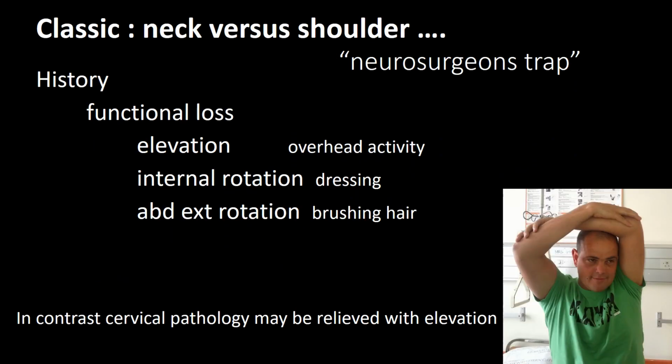The commonest confuser is neck versus shoulder pathology. Orthopedic surgeons are more familiar with shoulder pathology, but neurosurgeons have not been trained in this area. One can identify shoulder pathology from history where there's a functional loss, generally with reduced elevation and problems with overhead activity. They struggle with internal rotation, such as dressing, clipping a bra, tucking a shirt in, and activities involving abduction and external rotation, such as brushing your hair. This may well be in contrast to cervical pathology, which may be relieved with elevation, such as this young man with acute cervical disc.